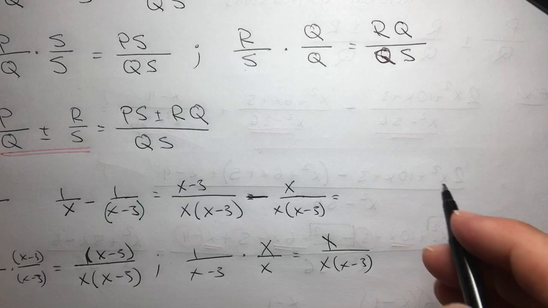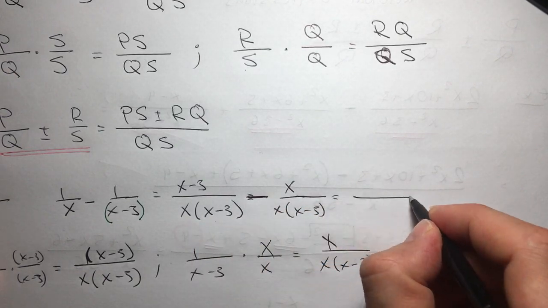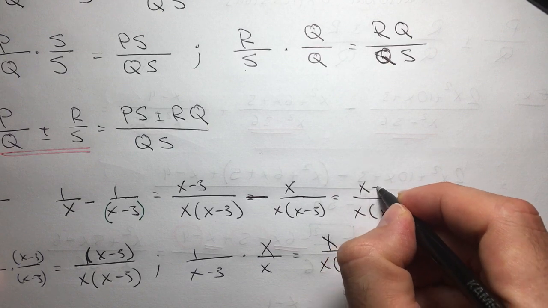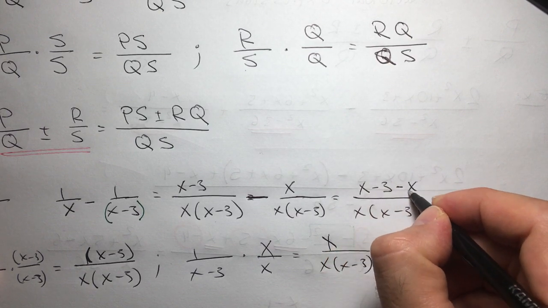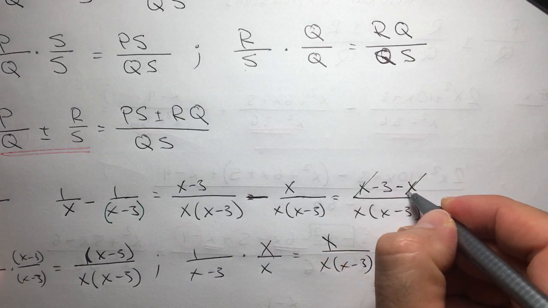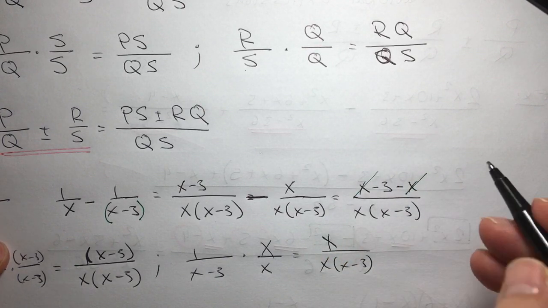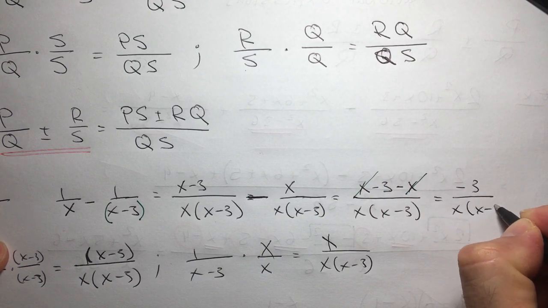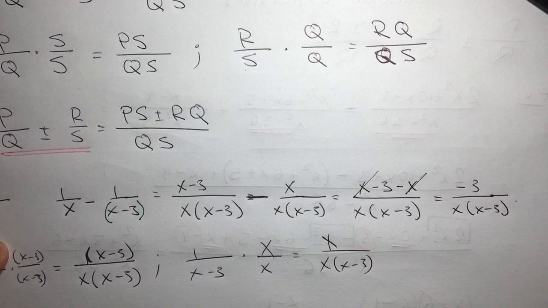And now these two rational expressions have the same denominator, so you can write it like that, and you have x minus 3 minus x. At this point you can just cancel the x's in the numerator, and the answer is negative 3 over x times x minus 3.